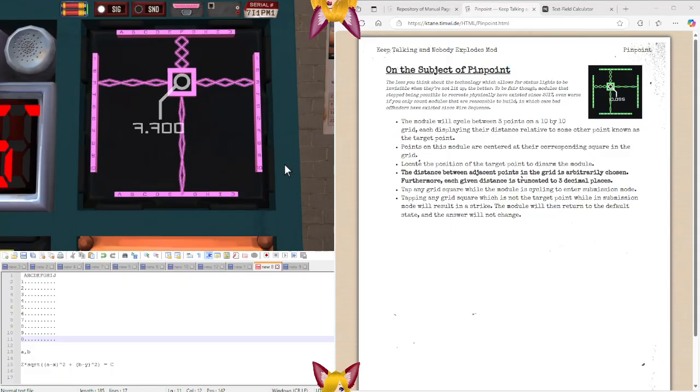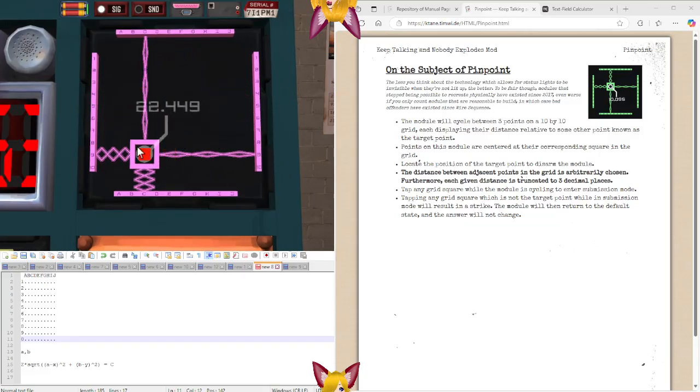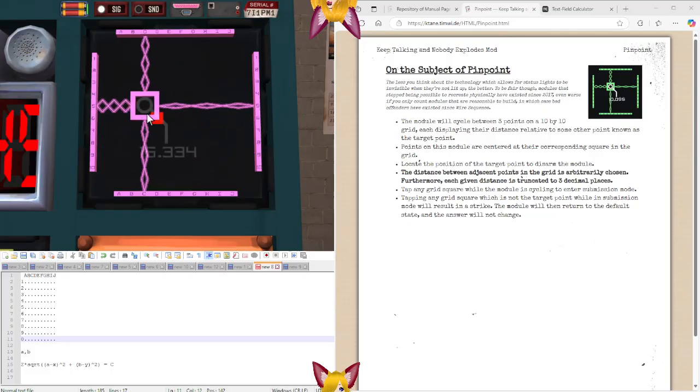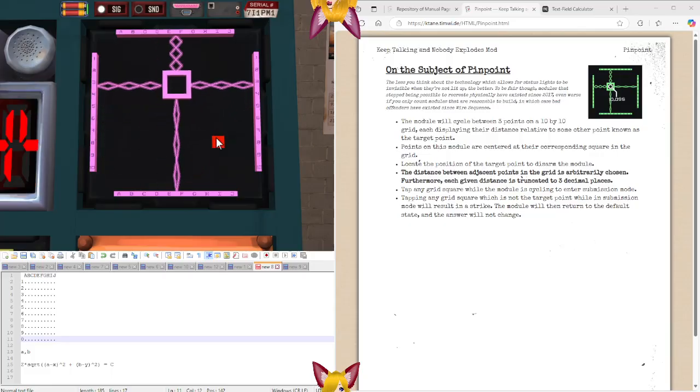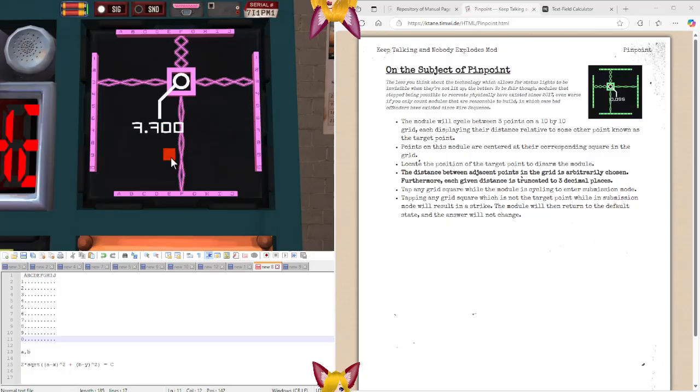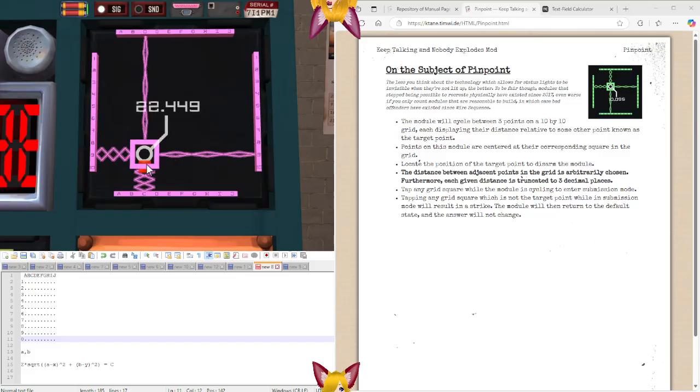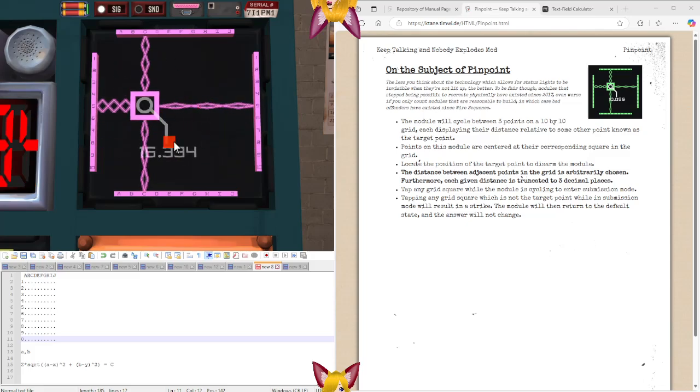This is what the module will look like. It should be selected between three coordinates, all with three numbers. Three separate numbers, one for each one, appearing. These numbers will be referring to distances from a mystery point in this grid relative to each of these points. And the aim of the module is to figure out what this mystery point is.